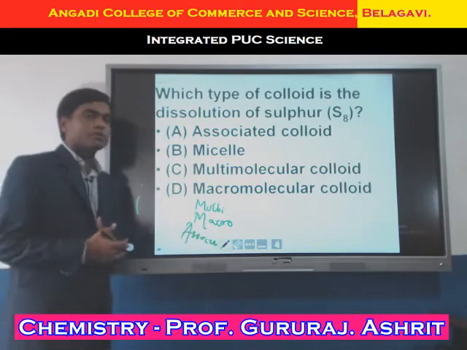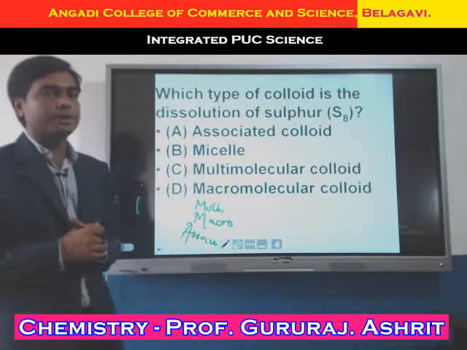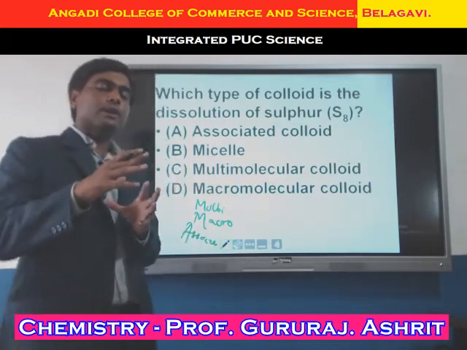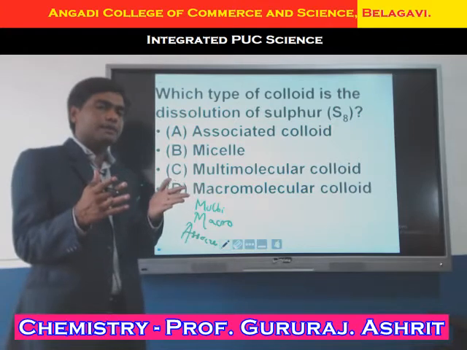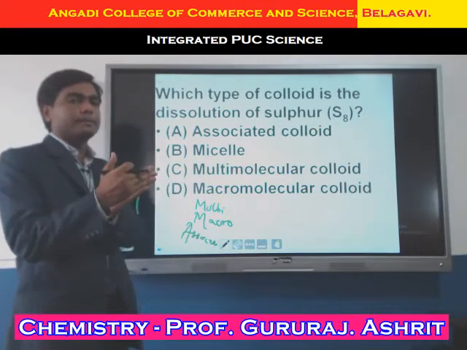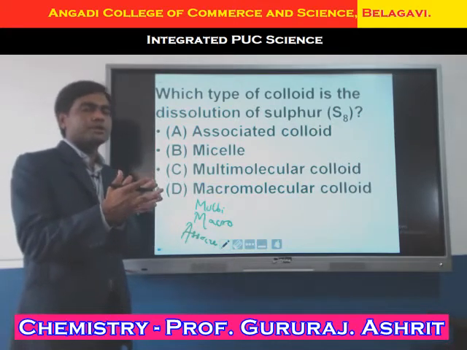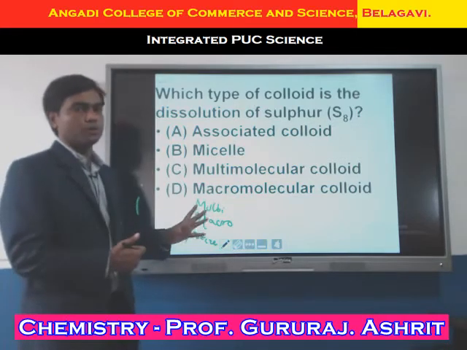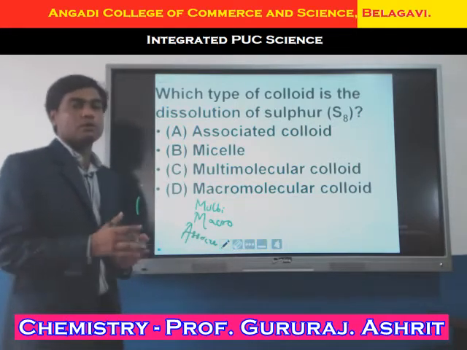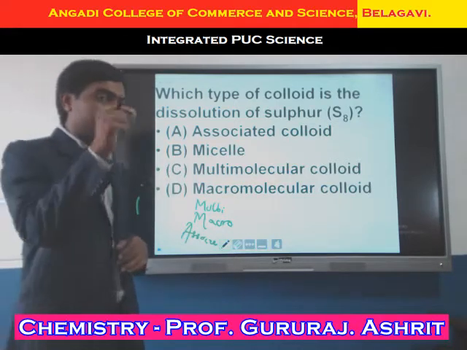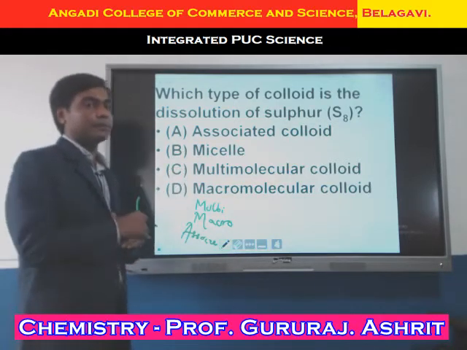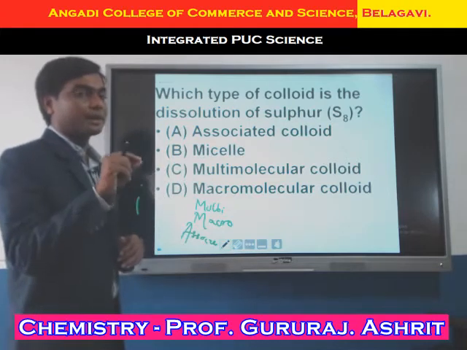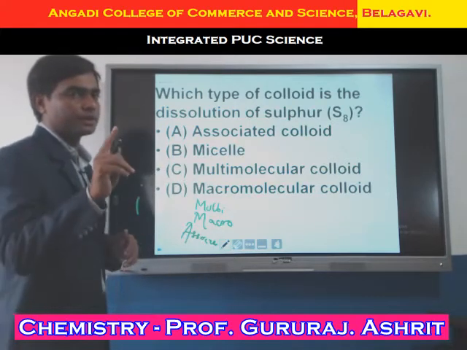That type of colloids are called multimolecular colloids. And the last one, what do we mean by associated colloid? See, colloids are different, electrolytes are different up to a certain temperature. If the substance is an electrolyte, and after a certain temperature it converts into a colloid, that type of colloid is called associated, and that temperature is called the critical temperature, and it is also called the critical micelle concentration, CMC.